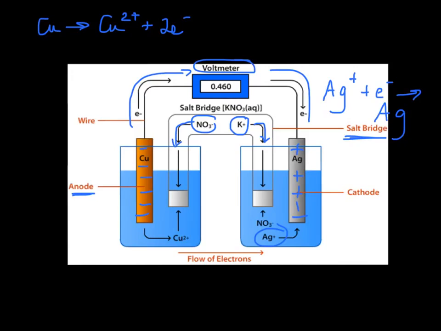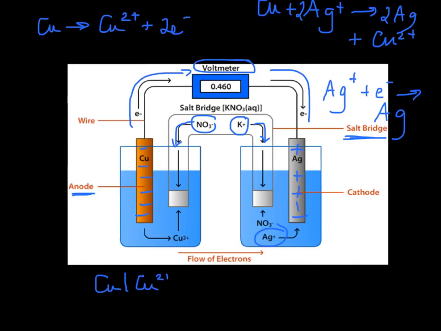And if we were to write this overall reaction, it would be copper plus silver ion, 2 of them actually, gives me 2 silvers plus copper 2 plus. Okay, and if we wanted to do that in a shorthand notation, again on the left you write the anode. So you would write copper going to copper ion. We write our salt bridge. And then we write silver ion going to silver. And note that we don't put the balancing part in there.